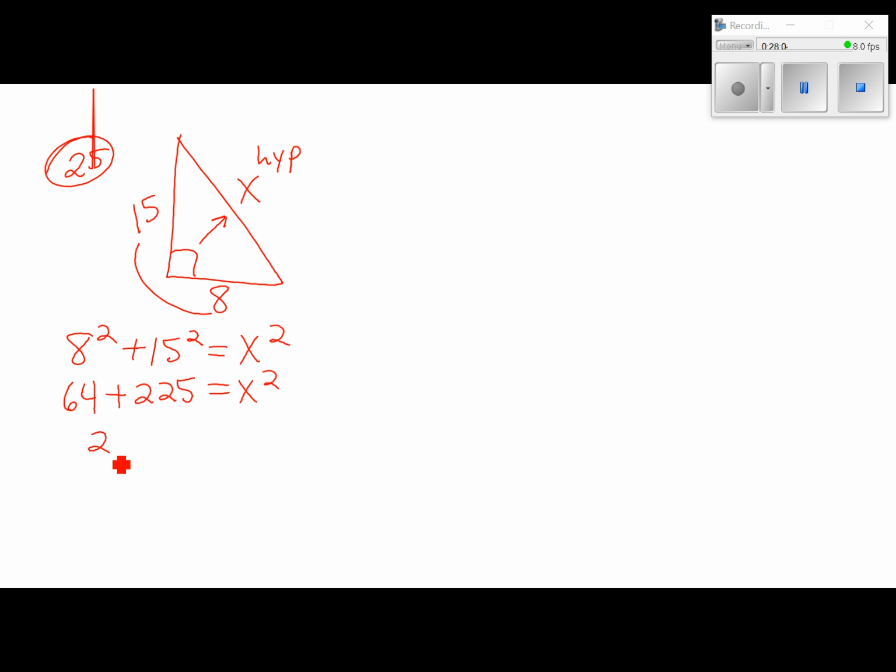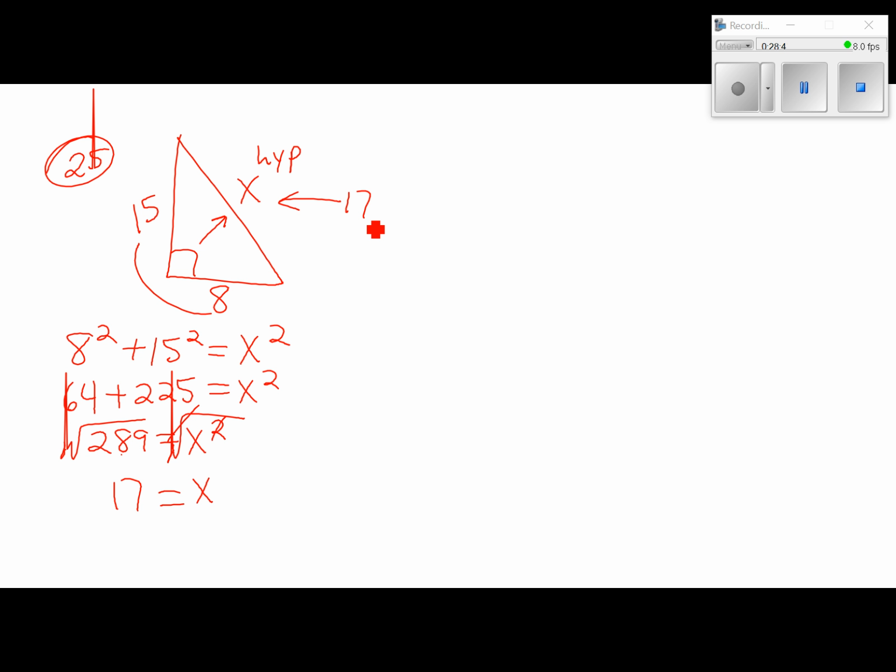Add those together and we get 289 equals x squared. Take the square root of both sides. The square root and the 2 over here cancel out, leaving you with just x. The square root of 289: you grab your calculator and do the square root of 289. And what do you know, it comes out even. So the length of that hypotenuse right there has to be 17.